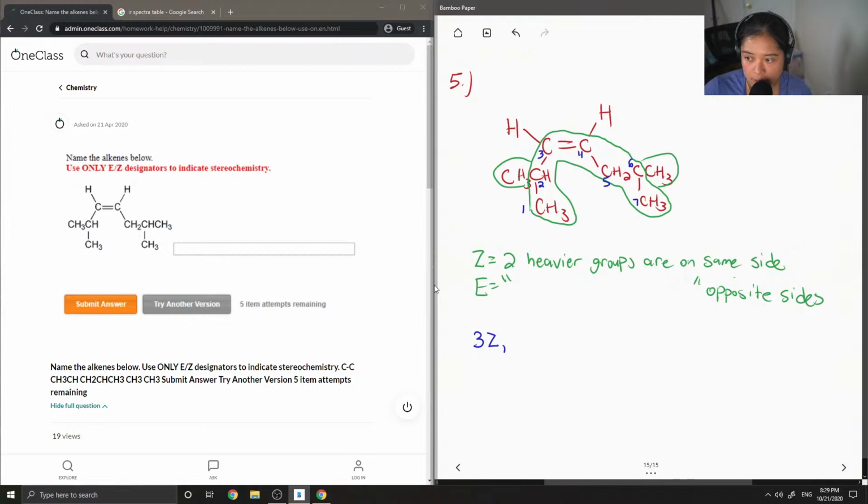And then carbons 2 and 6 both have methyl groups, so I'm going to write 2,6-dimethyl, meaning 2 methyls. And then our parent is this 7 carbon chain, so I'm going to write hept. And then just to specify which carbon has the double bond, I'm going to write 3-ene. So our final answer is 3Z, 2,6-dimethyl hept 3-ene.